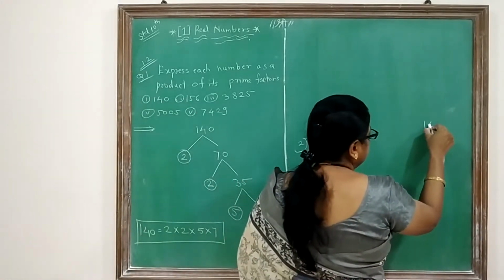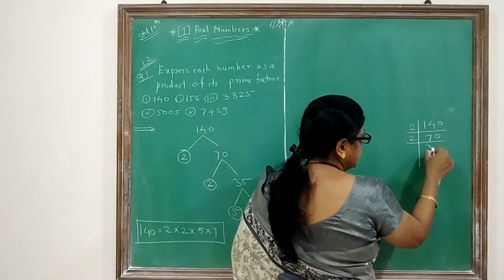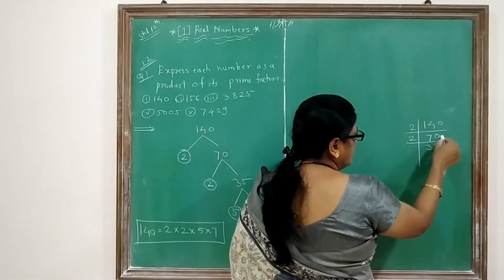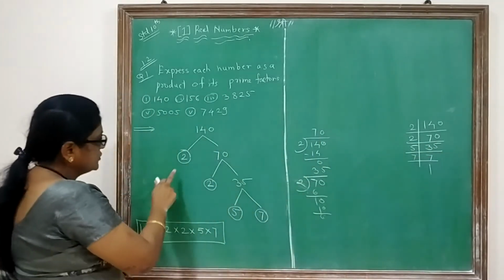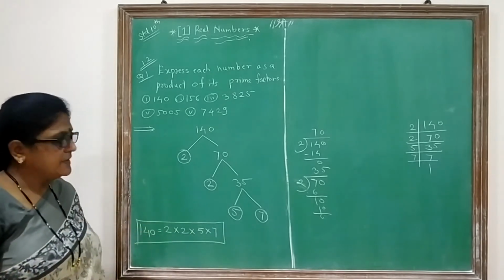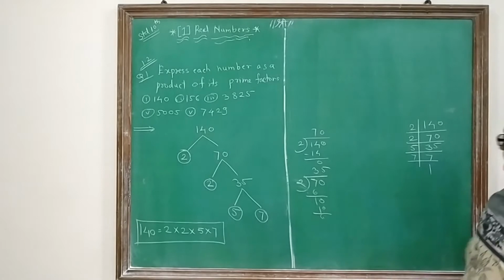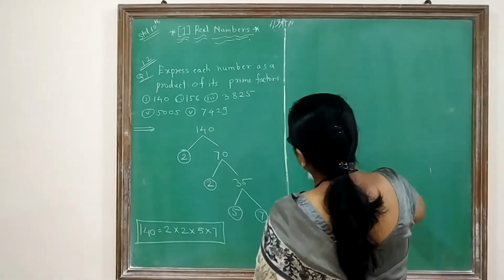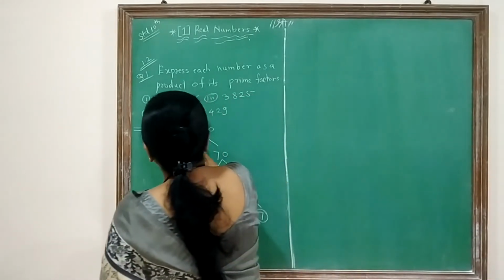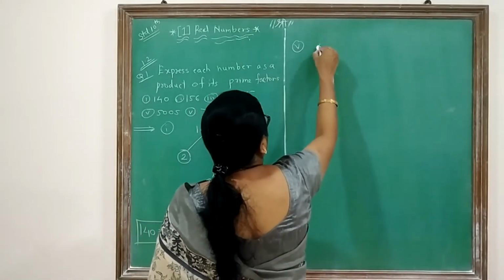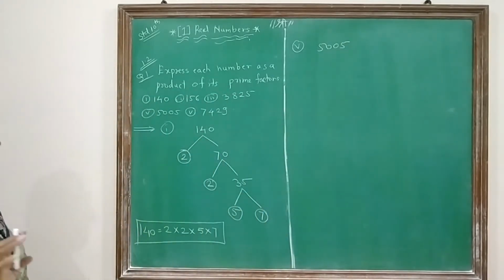You can write it in this type also: 2 7s are 14, then 0; 2 3s are 6, then 5; 2 5s are 10; then 5 7s are 35, then 7 1s are 7. So 2, 2, 5, 7, the same method. This is called the tree method. This is your first example, then next example 5005. Again the same type, you can factorize.